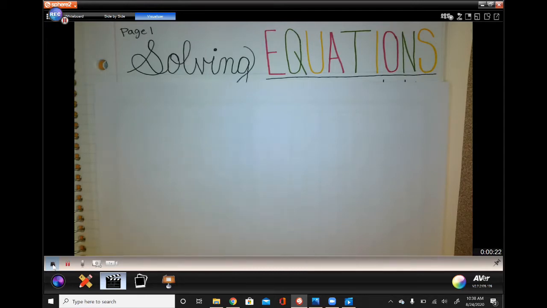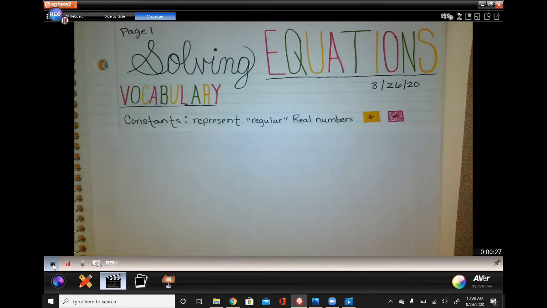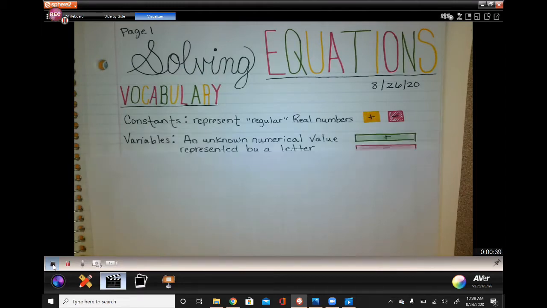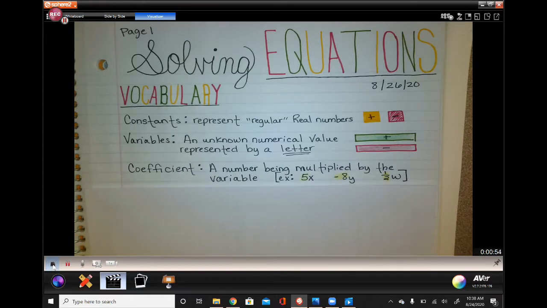So for solving equations, we have some of the vocabulary that we're going to be looking at. Constants basically are regular real numbers, and you'll see a little yellow tile or a red tile to represent constants. They might be squares, they might be circles. The variables are pretty easy to pick out because a variable is an unknown numerical value. This is most of the time represented by a letter, and they are the long rectangular bars. And a coefficient is a number being multiplied by the variable.